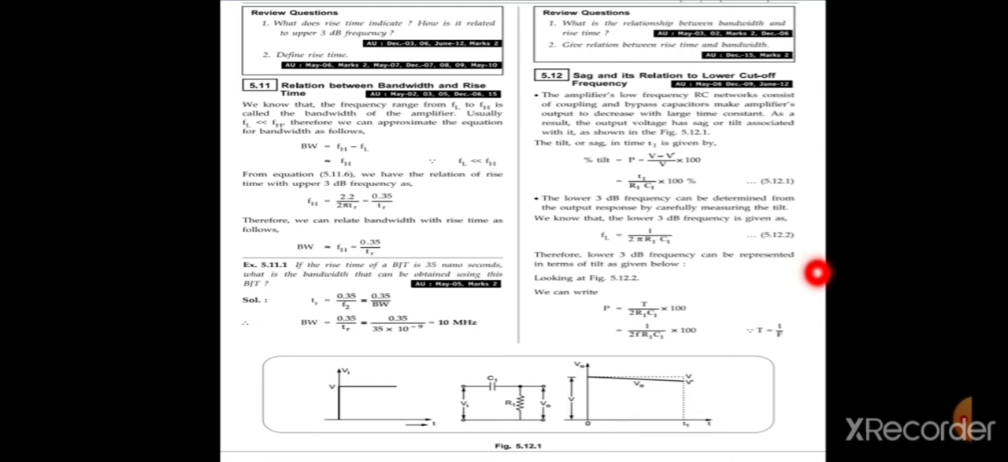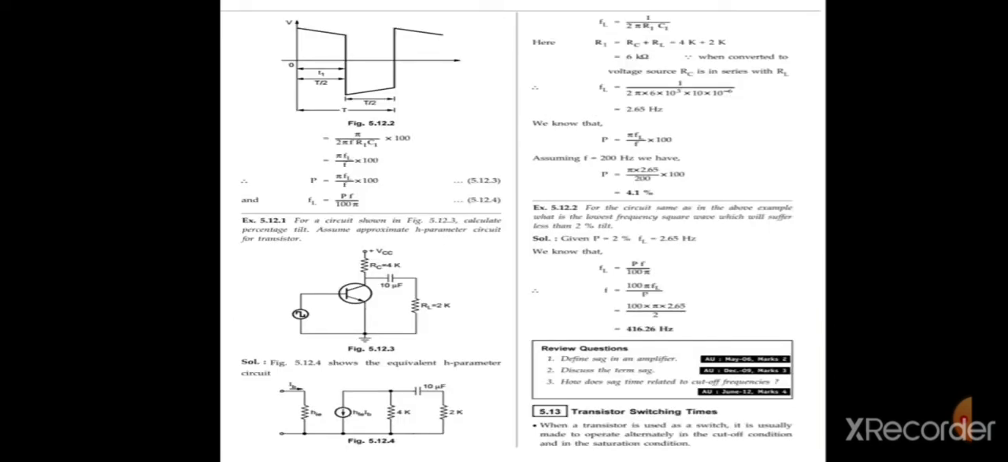The lower 3 dB frequency can be determined from the output response by carefully measuring the tilt. We know that the lower 3 dB frequency is given as FL equal to 1 by 2 pi R1 C1. Therefore, the lower 3 dB frequency can be represented in terms of tilt as given below: P equal to T by 2 R1 C1 into 100, that is 1 by 2 F R1 C1 into 100. Therefore, T is equal to 1 by F1. Here, some examples are there.